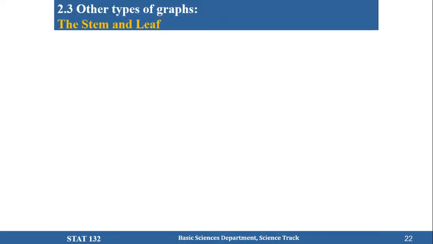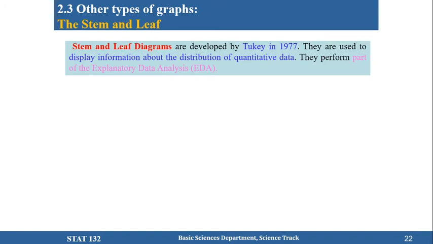Now there are two types of graphs. One is, okay, this one is not a graph, but it is something we use to show the frequencies. So we use them for qualitative data. This stem and leaf diagram was developed by Tukey in 1977, and it is used to display information about the distribution of quantitative data. They perform part of exploratory data analysis anyway.